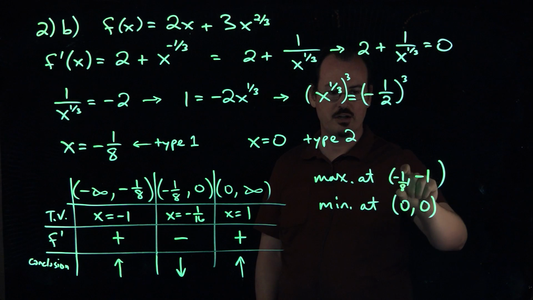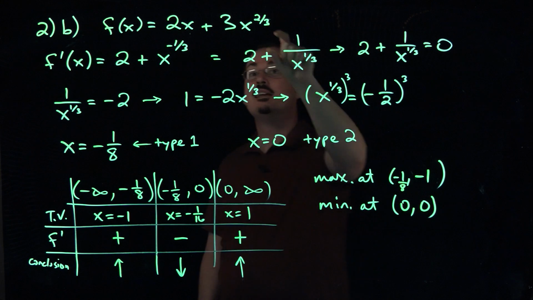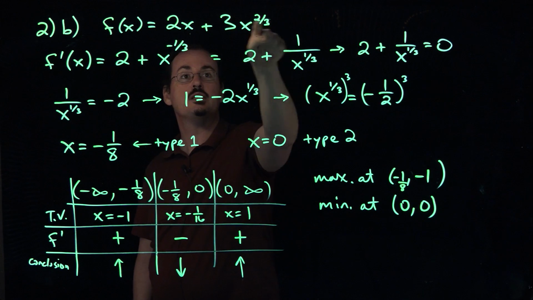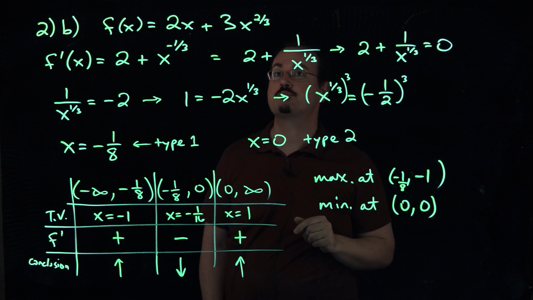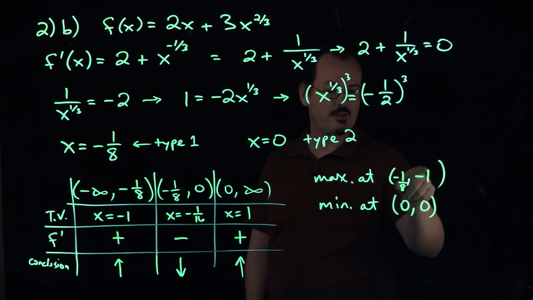Okay, so you can verify that. If you take this -1/8, plug it back into the original function here, you should find that you indeed get -1 out of that. And so that tells us the y value.